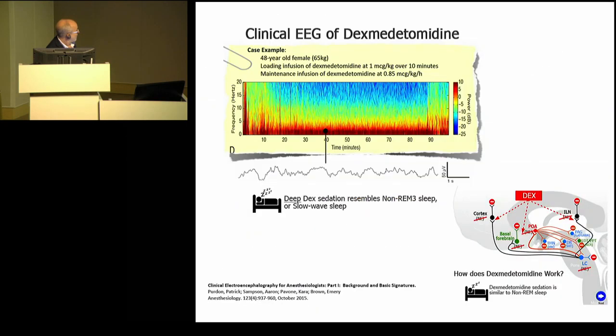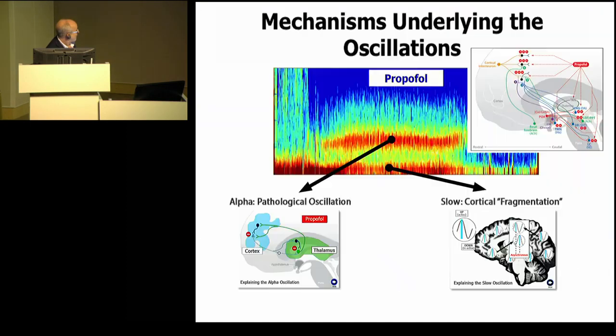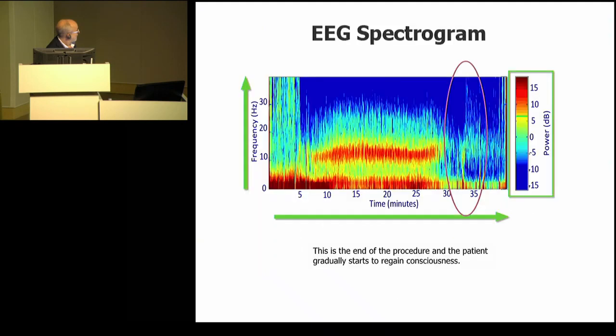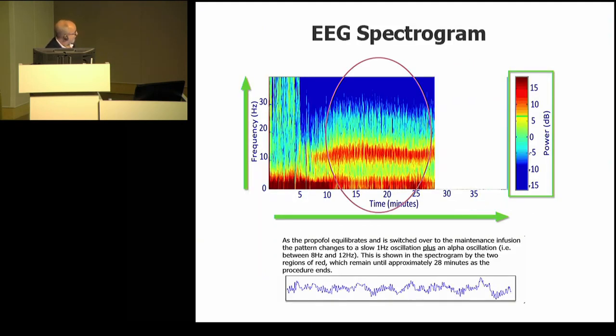Let me go to the beginning. Here you can see the delta with the alpha spindles, delta with the alpha spindles. You are sure that the patient is anesthetized and in the best range of anesthesia. You probably will not find this in all your patients.